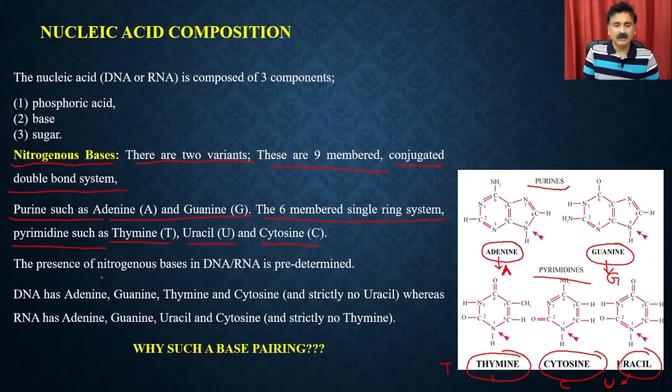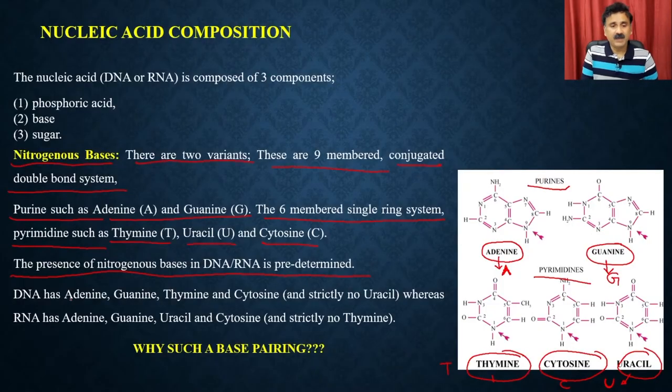Okay, the presence of the nitrogenous bases is predetermined, which means it is already known which nitrogenous bases are going to be present in the genomic DNA. The DNA has four bases: adenine, guanine, thymine, and cytosine, but it does not contain uracil. Whereas the RNA has adenine, guanine, uracil and cytosine, and strictly no thymine. So remember that in DNA you are going to have no uracil, right? And in the RNA you are not going to have thymine. That you should remember, the rest are all going to be present, right?